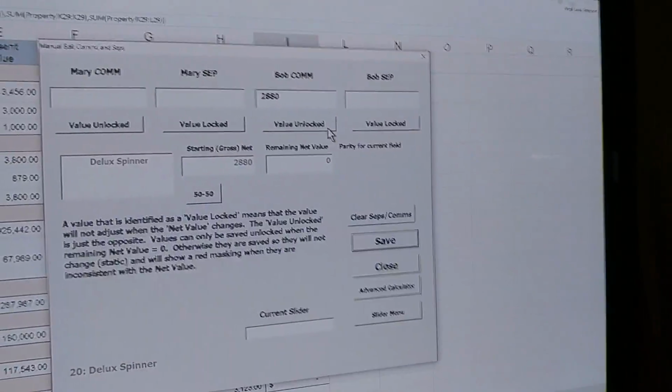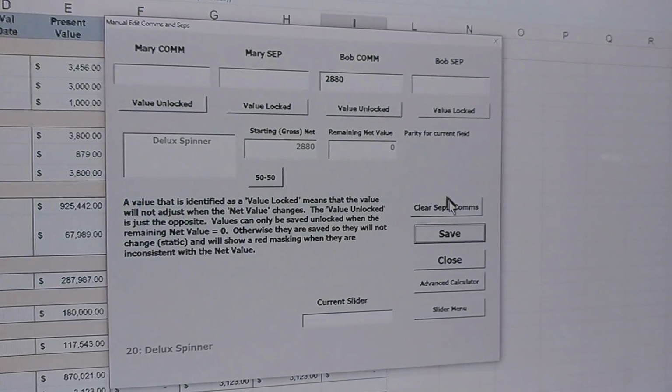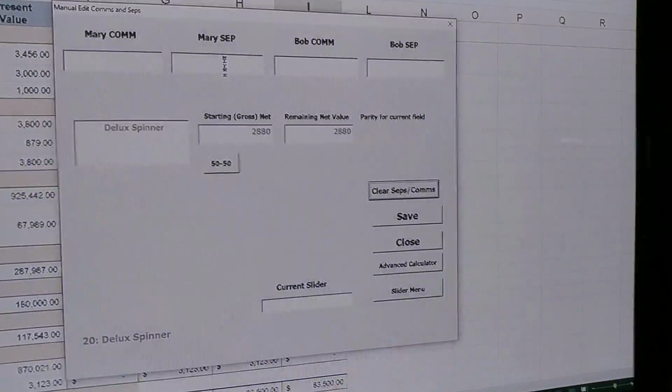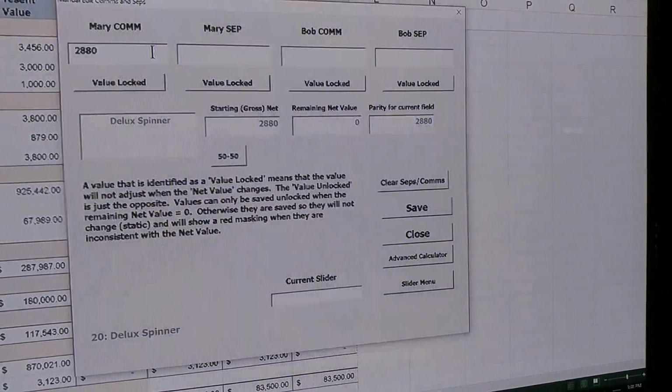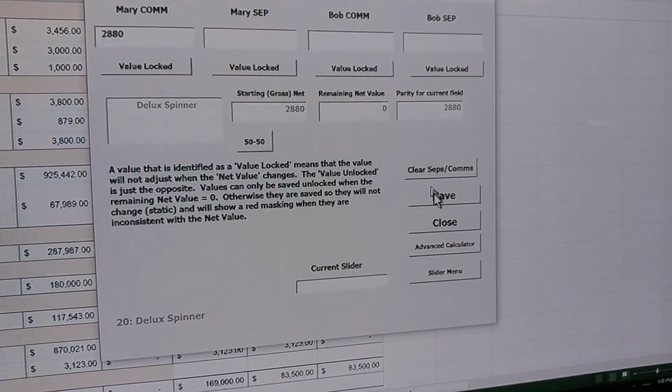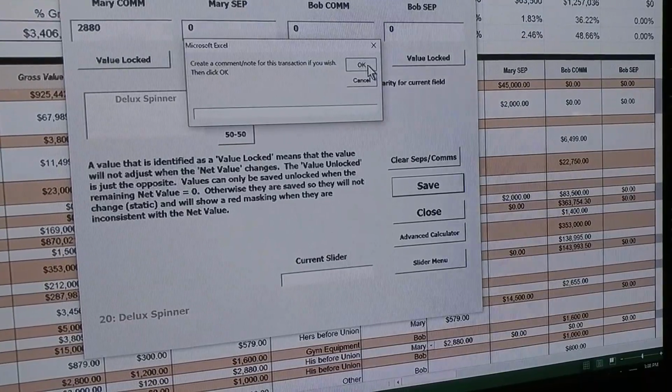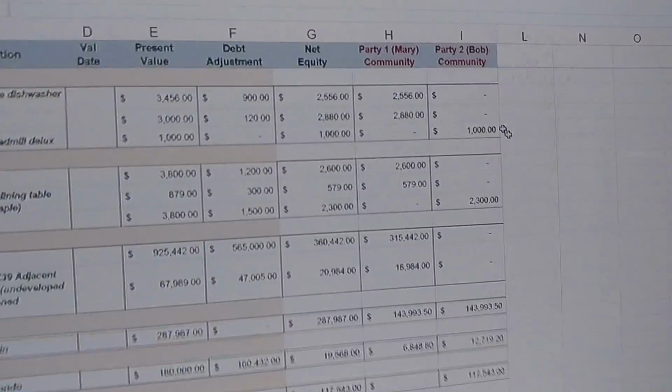So we're going to go ahead and clear out what's there and double click on Mary's community. There you go. And go ahead and save. It's asking you for notes. We don't need any. We said you didn't have to. Go ahead and cancel, or click OK.